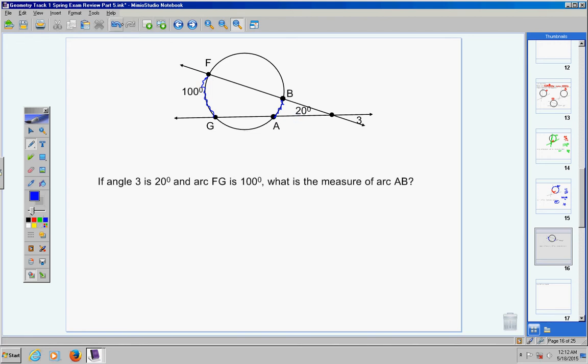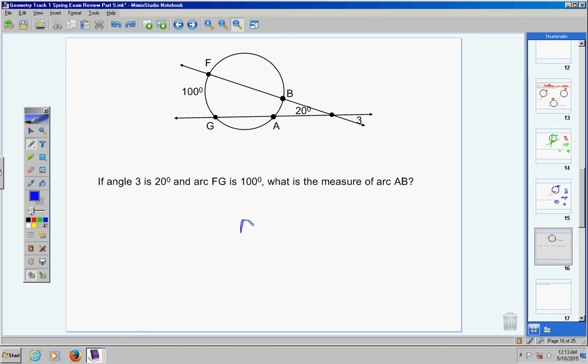Now, there's more than one way to solve this problem. Here's one way. You know this arc here minus this arc here has to be twice as big as this angle. So if this angle is 20, multiply it by 2 and you get 40. You know when you subtract these two arcs, you should get 40. So this has to be 60 because 100 minus 60 is 40. That's one way to do it. That works. Another way is to make a formula like I've been teaching you guys.